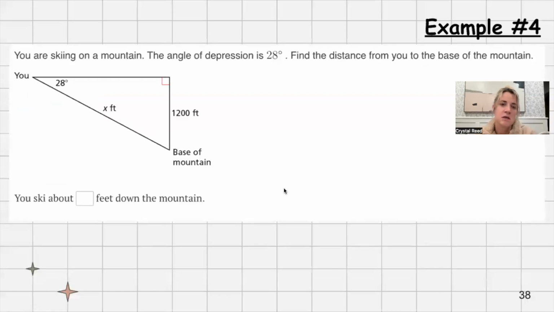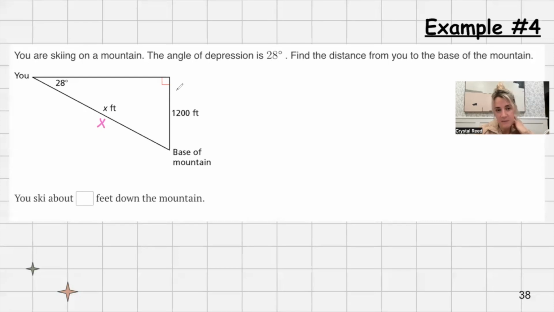So it says you are skiing on a mountain. The angle of depression is 28 degrees. Find the distance from you to the base of the mountain. So we're trying to find this x distance right here. I actually don't like that they labeled it on the inside. This is the same thing, this x here, that distance.